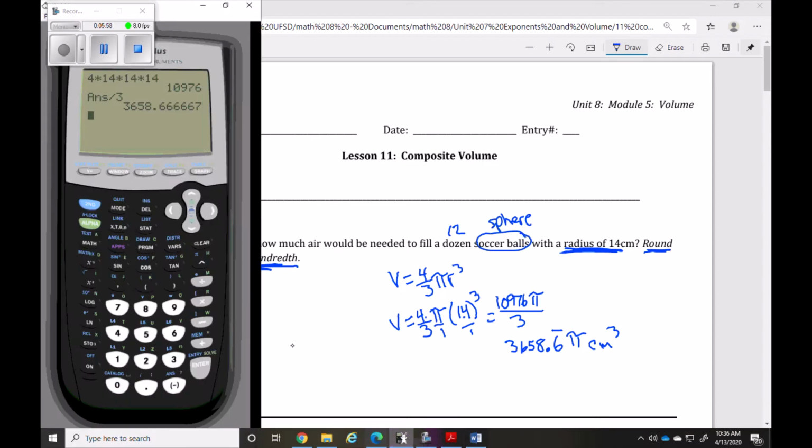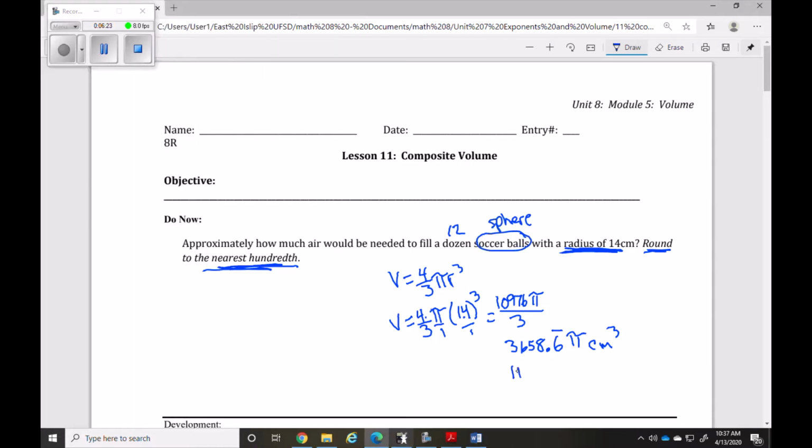They wanted a rounded answer, so I will take this number on my calculator and multiply it by pi. As soon as you hit multiply by pi, you know you're getting a rounded answer. So it's 11,494. It says round to the nearest hundredth, so it would be 0.04. 11,494.04 centimeters cubed. This is my rounded answer.